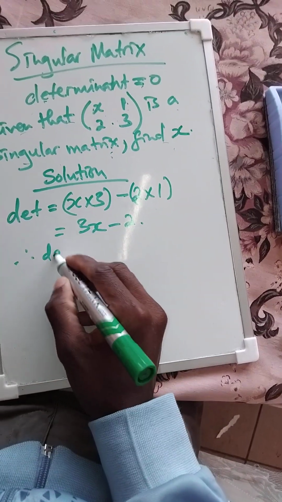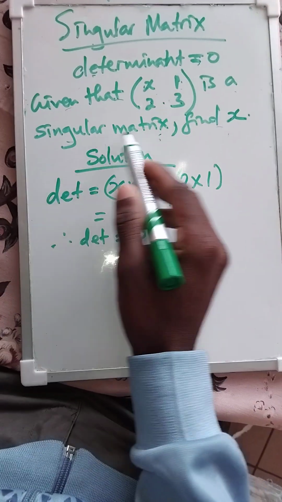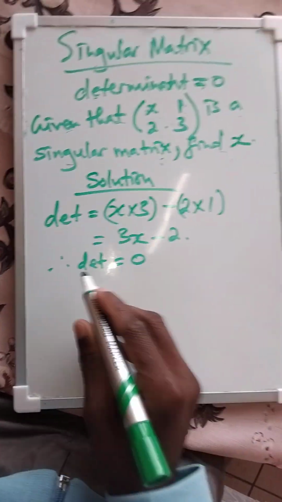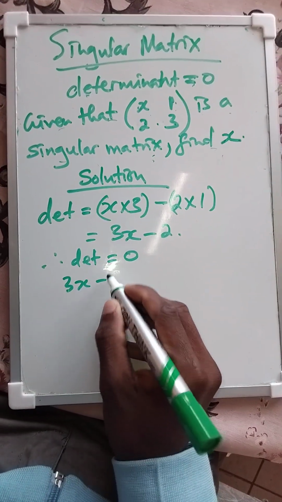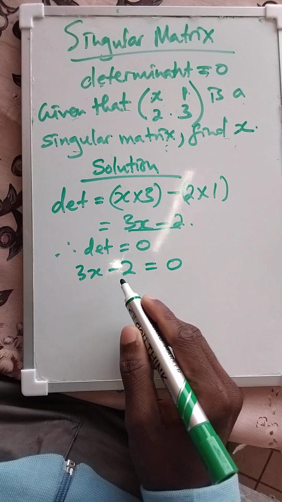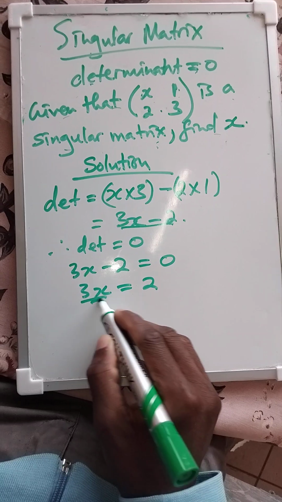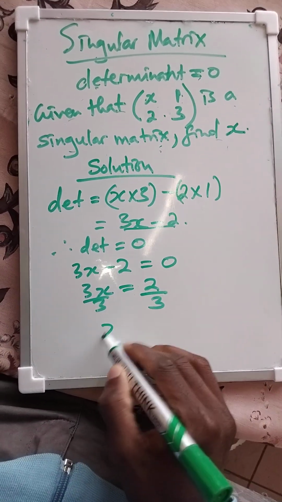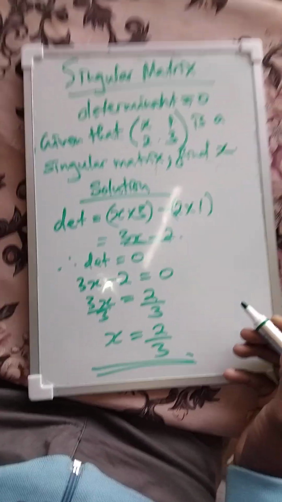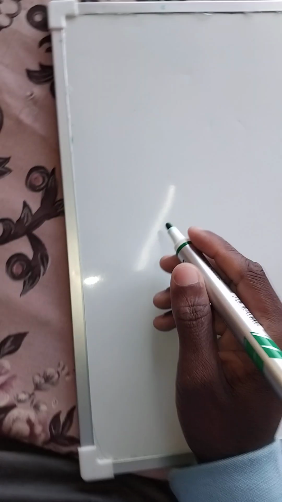Therefore determinant yedu inenge iri 0 since singular matrix. So panapa takuti 3x minus 2 and determinant is equal to 0. How to find x? So collect my like terms. 3x is equal to 2, then divide both sides by 3. So x is equal to 2 over 3. So this is our answer. So this is singular matrix.